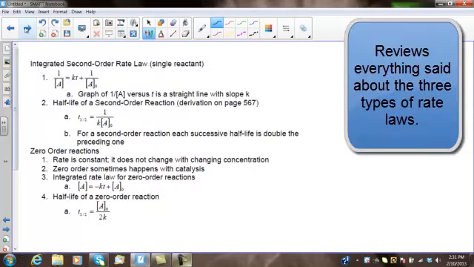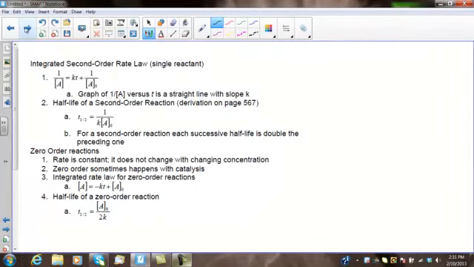Okay, moving on. This just reviews everything that we just did. Integrated second order rate law, single reactant: 1 over the concentration of A equals kt plus 1 over the initial concentration of A. So the graph of 1 over the concentration of A versus t is a straight line with a slope of k.